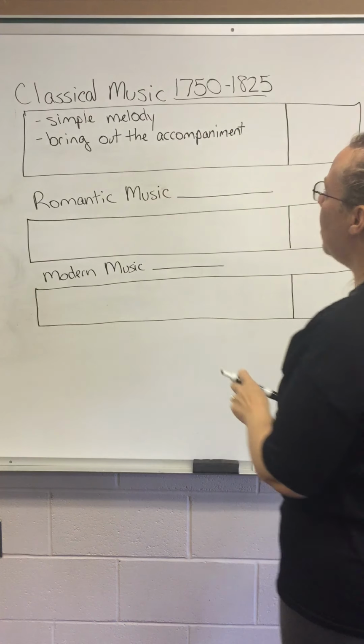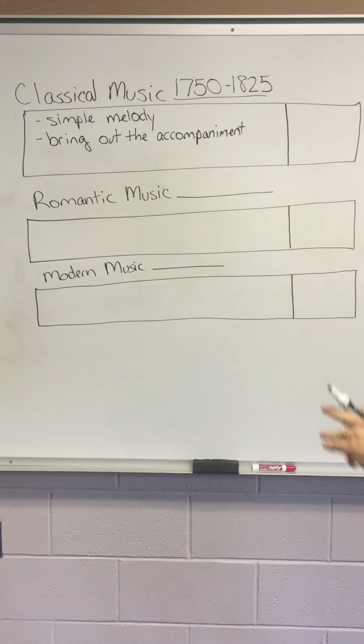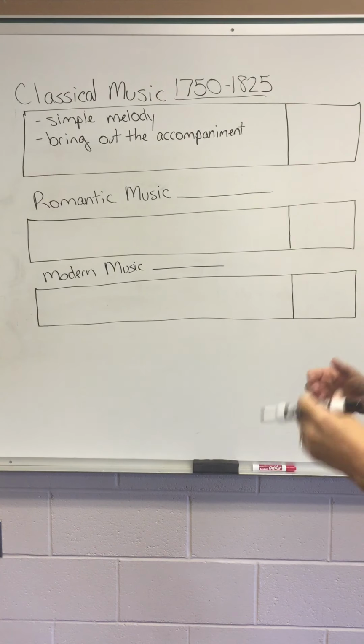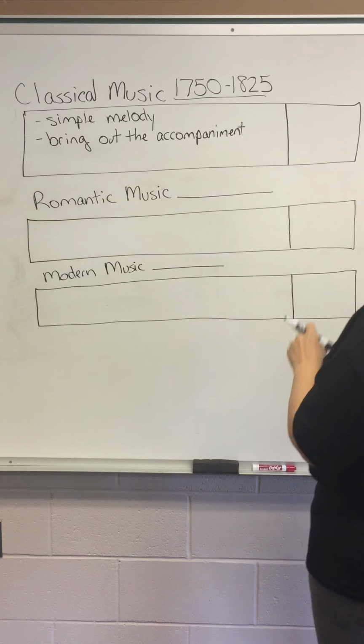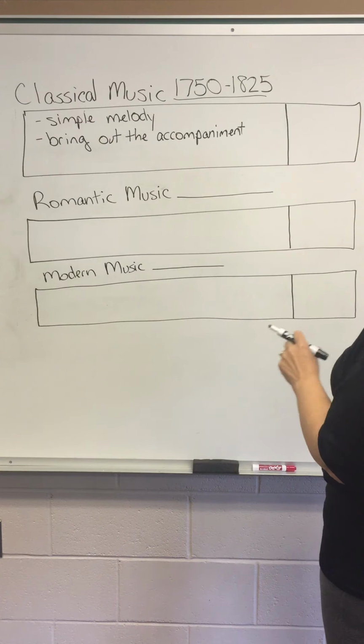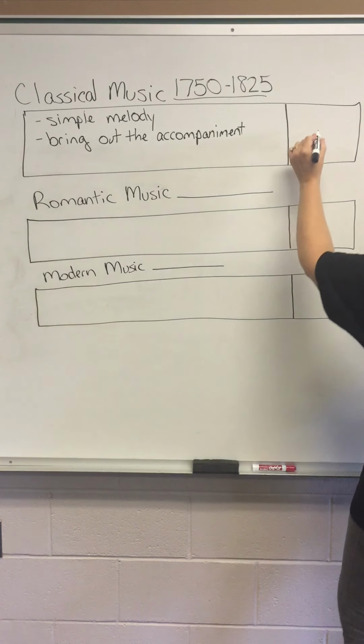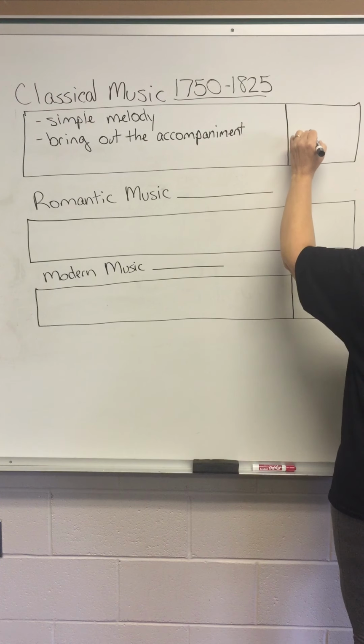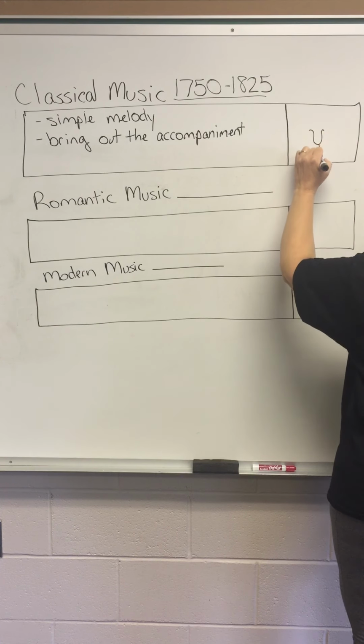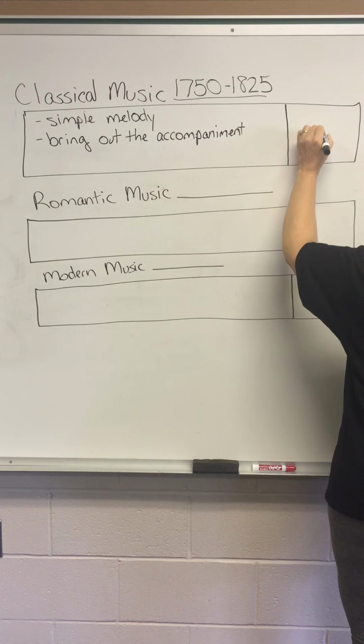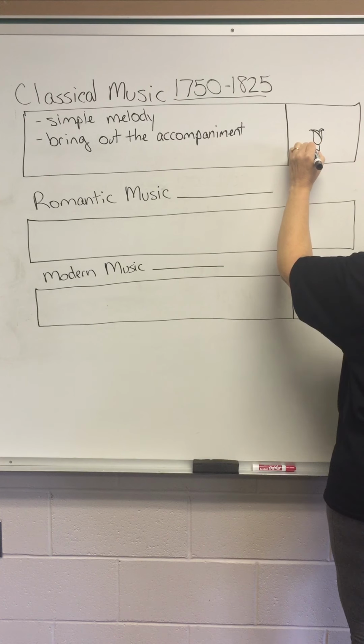So the accompaniment, or the harmony, or all of the background stuff that really brought out the melody was what the classical music was about. So if we were to draw that, let's draw our very simple rose. Nice little simple rose. Couple of petals.